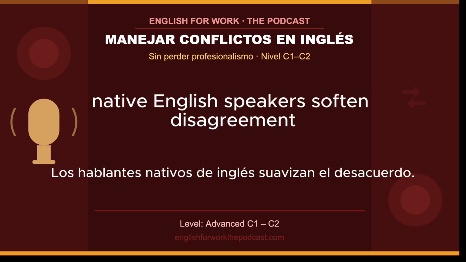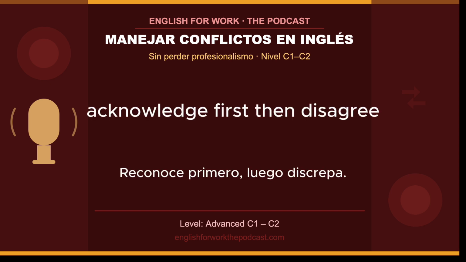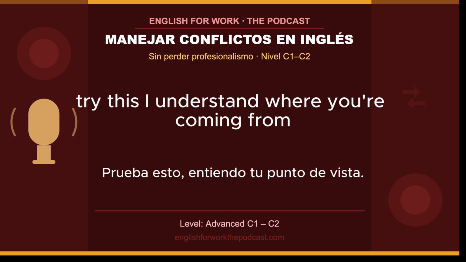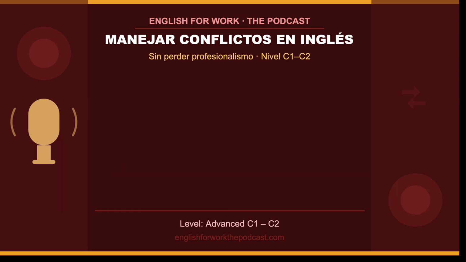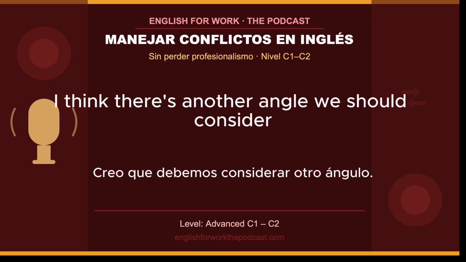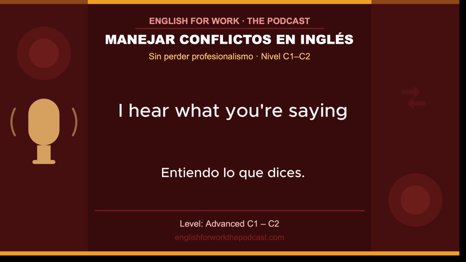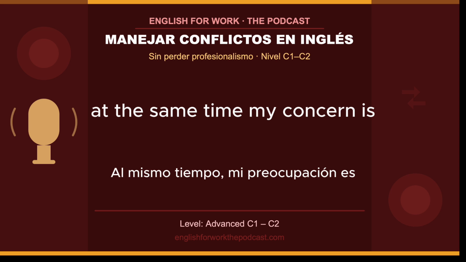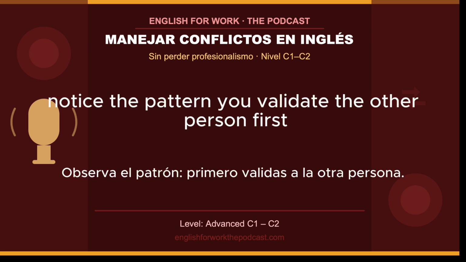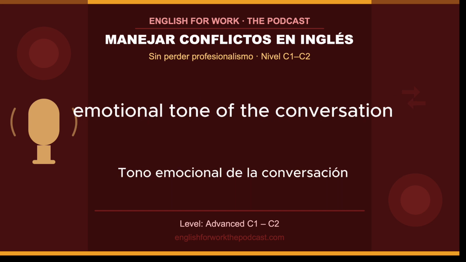Native English speakers soften disagreement using a specific structure. Acknowledge first, then disagree. Try this. "I understand where you're coming from, but I see it differently." Or, "That's a fair point, however, I think there's another angle we should consider." Or the most diplomatic version. "I hear what you're saying. At the same time, my concern is..." Notice the pattern. You validate the other person first. That single move changes the entire emotional tone of the conversation.